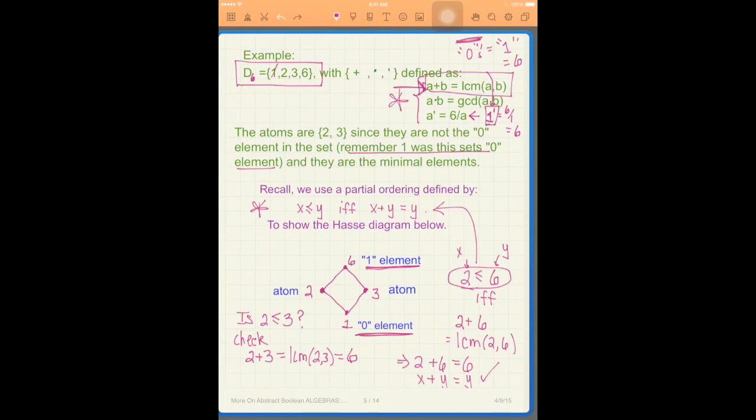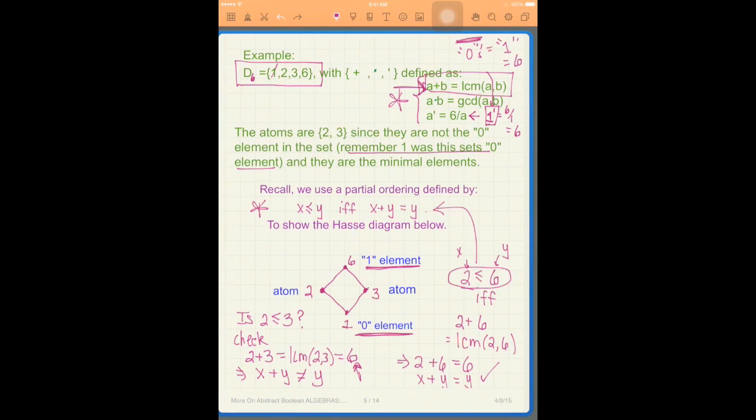So we had x, which was 2. We had y, which is 3. Did that give us back y? It did not give us back y. See, it did not give us back 3. So that means that 2 cannot precede 3. So if 2 does not precede 3, then they're at the same level.